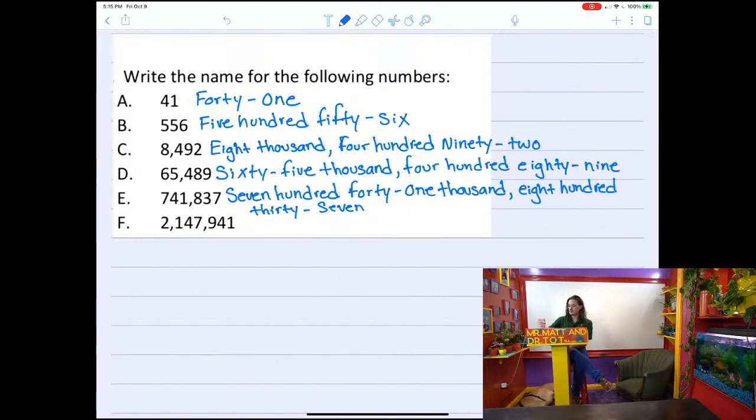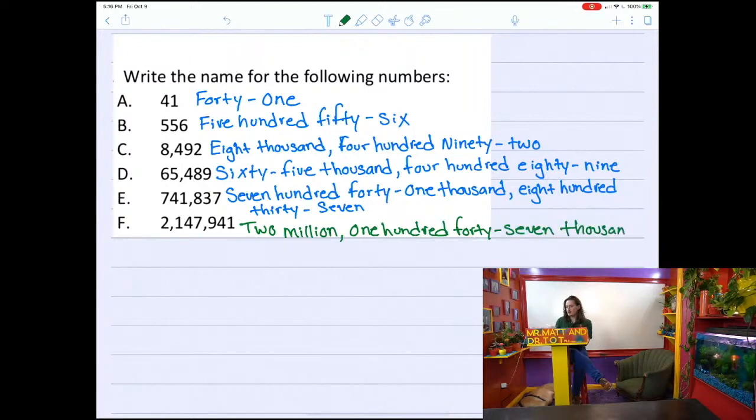And I'll do the last one in another color just so it's not confusing. F is 2,147,941. So start with 2 million, comma, 100, 40-7,000, comma, 900, 40-1.